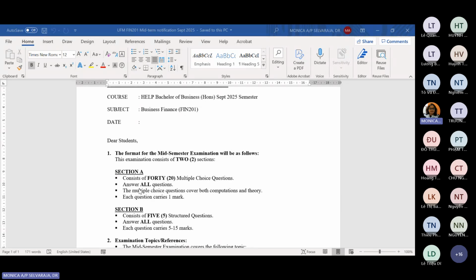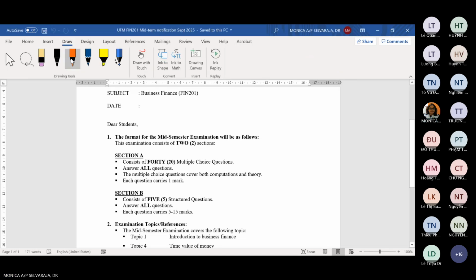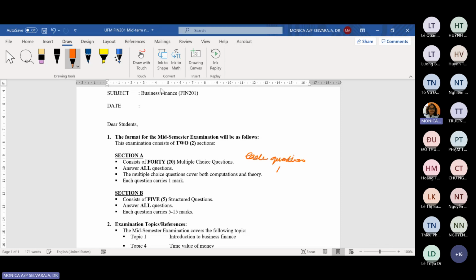Section A will be 20 MCQ questions. In other words, if it's 20 MCQ, then each question carries 1 mark. So it's a total of 20 marks. So this part is 20 marks. Okay, this is section A.